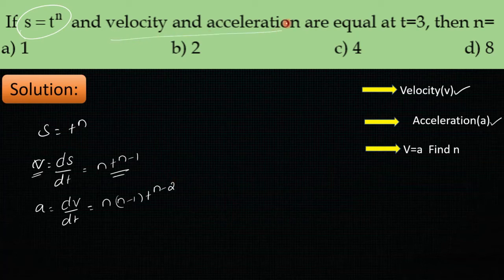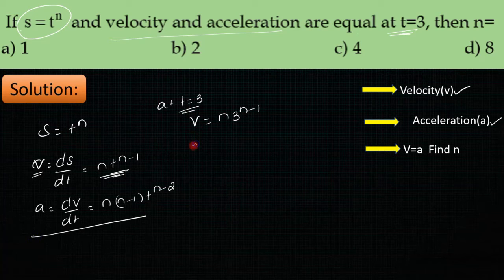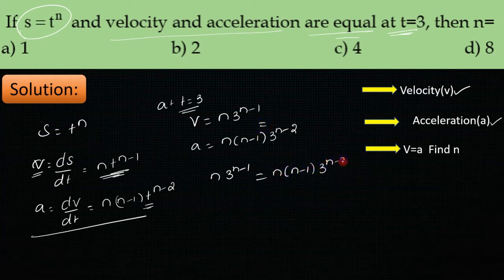Here velocity and acceleration are equal at t = 3. At t = 3, velocity is, here we substitute t = 3, n into 3ⁿ⁻¹. At t = 3, acceleration a is, here we substitute t = 3, n into (n − 1) into 3ⁿ⁻². Now taking velocity and acceleration are equal, that is n into 3ⁿ⁻¹ = n into (n − 1) into 3ⁿ⁻².